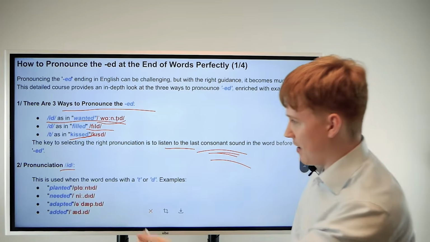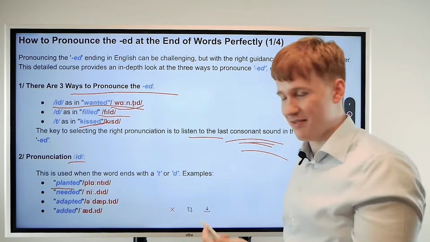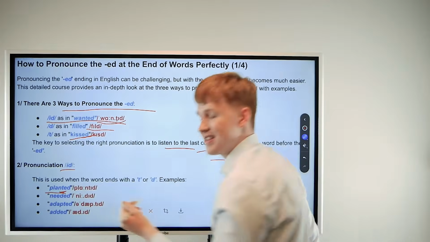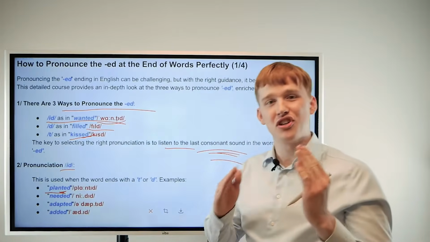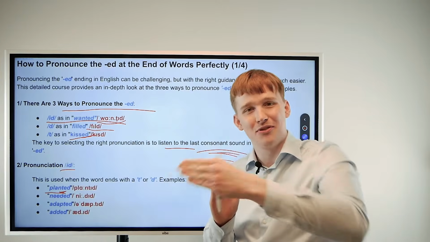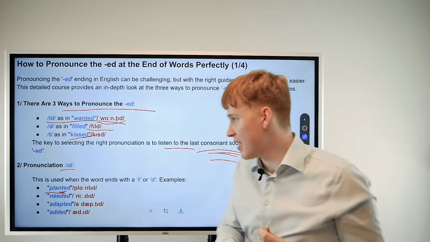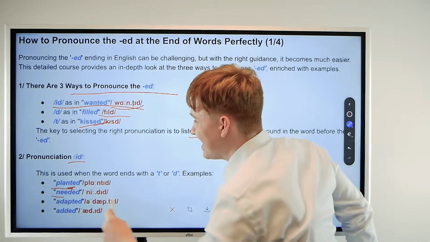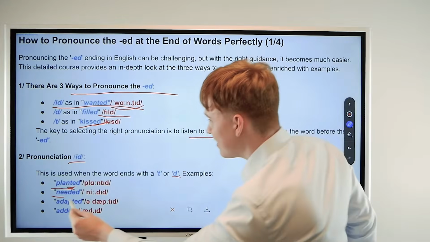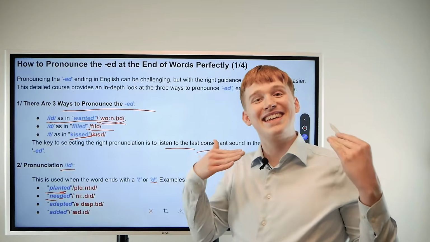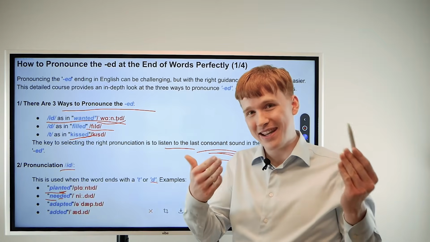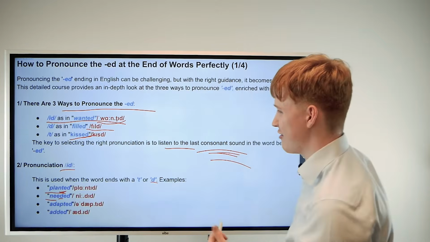So we would say, okay, planted. And that's because we have the t sound. So planted. You want to go from the t to the id. You want to bounce off of it, you see. Next up, we have needed. You see, we have the d and we can say needed. Repeat. Very good.